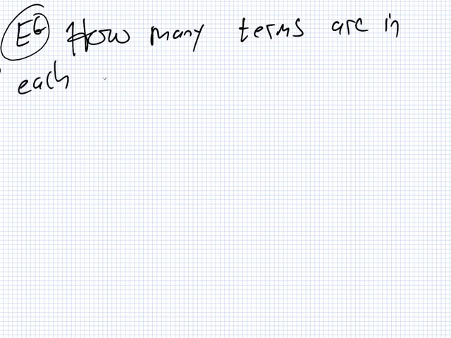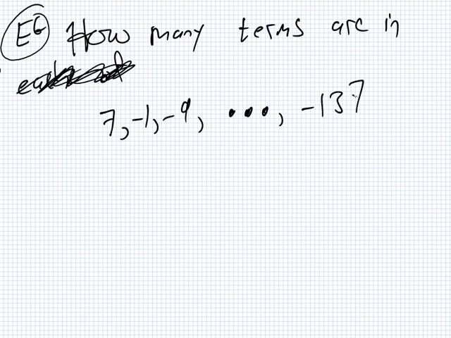This time I want to know how many terms are in this sequence. 7, -1, -9, dot, dot, dot, -137. So here we don't know how many terms there are. There's obviously at least 4, but there's got to be much more than 4. We want to know how many. So does anyone have any ideas on how we could work out how many terms we have? Any ideas on what we could do? Yeah? You got there first, sorry.